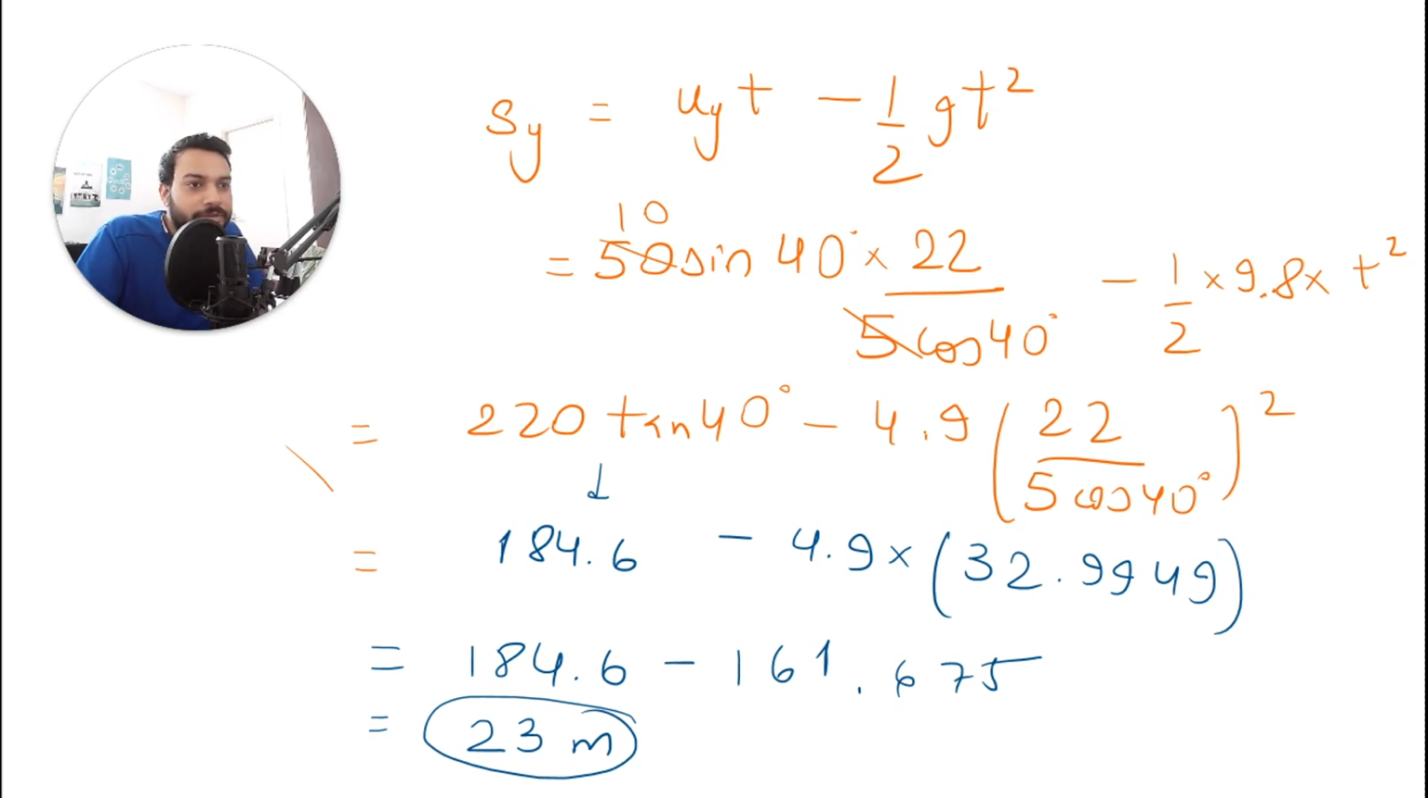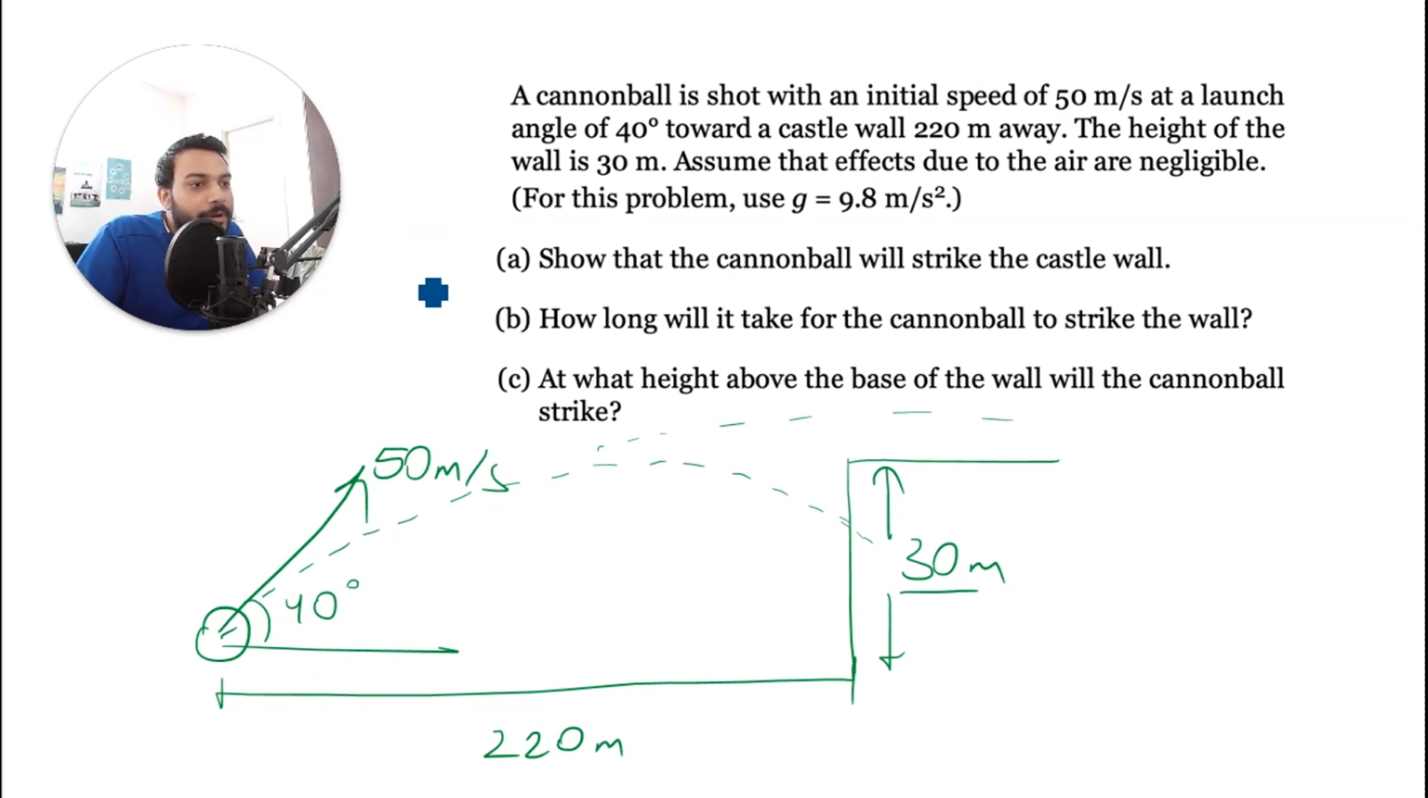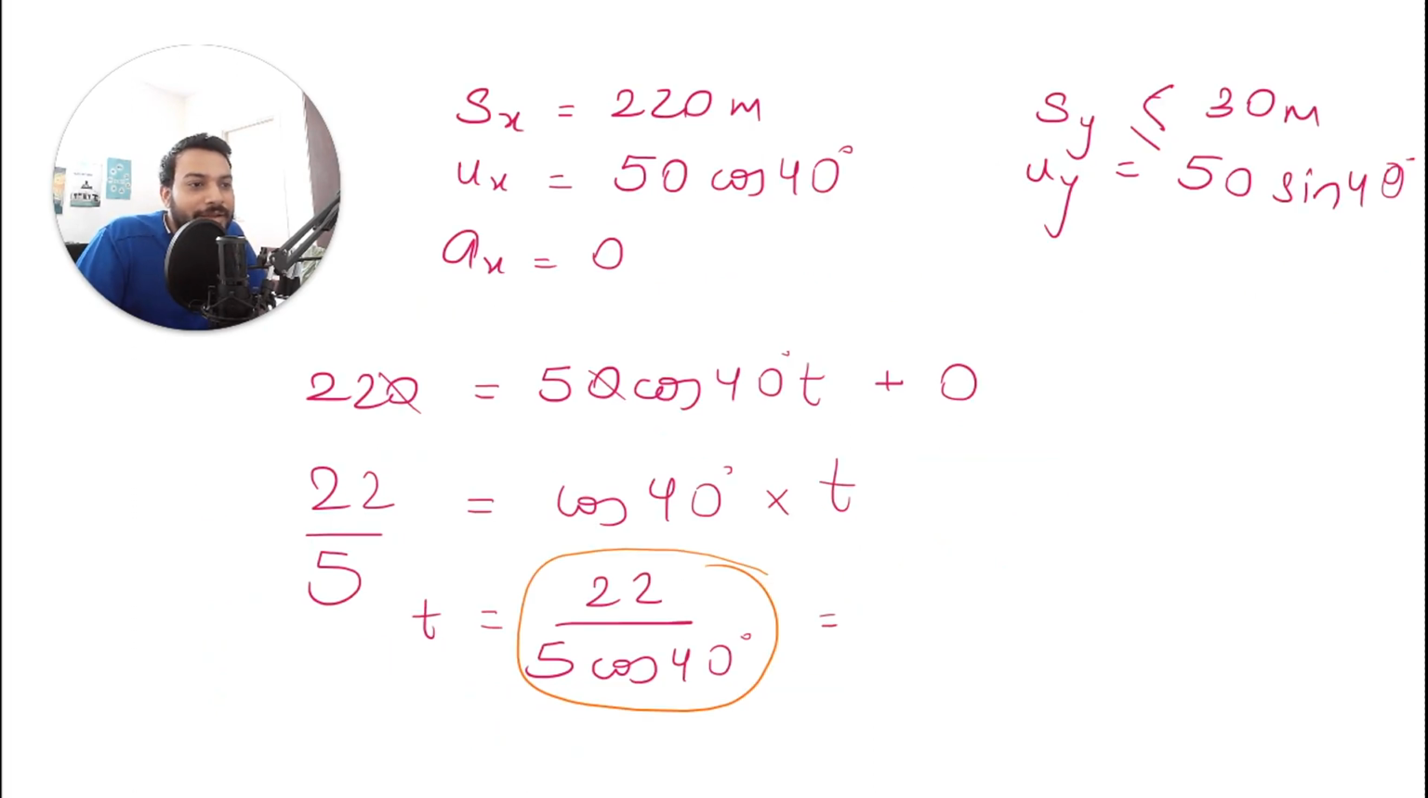Let's see the next few parts. Part B, how long will it take for the cannonball to strike the wall? We've already solved for that. Perfect. So how long will it take? This is what it'll take. Basically the time taken for the cannonball to cover 220 meters in horizontal displacement, and that's 22 over 5 cos 40, the value of which is going to be 5.77 seconds.